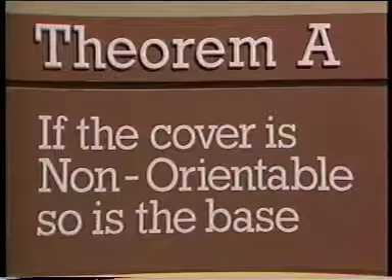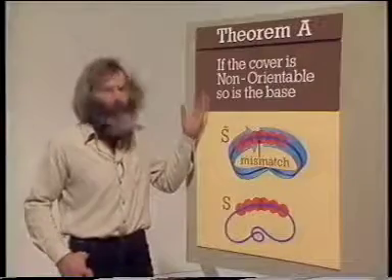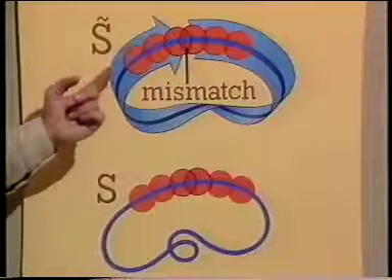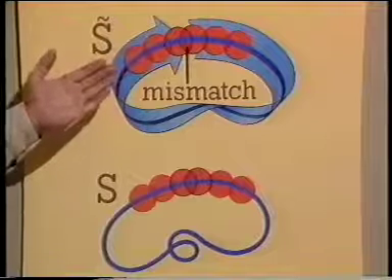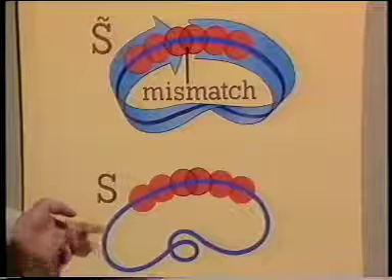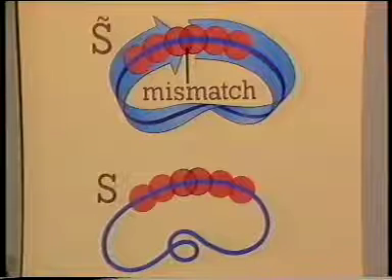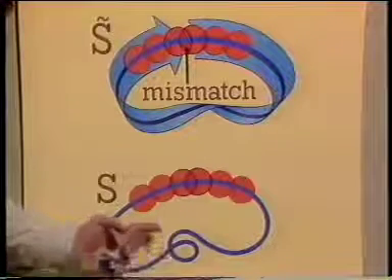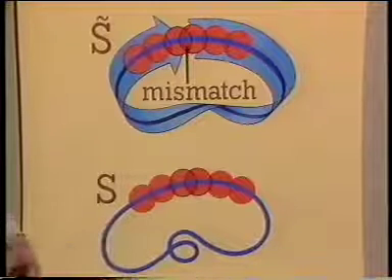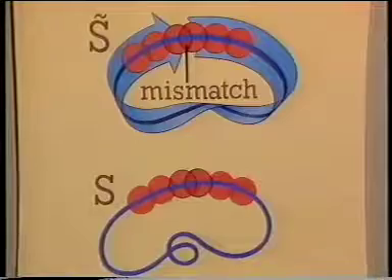If the cover is non-orientable, the base must also be non-orientable. To prove this, take an orientation reversing curve in the cover. Then it's easy to show that the projection of this curve is also orientation reversing, and hence the base must also be non-orientable. The curve might get more complicated downstairs and might intersect itself like this several times. But that doesn't matter. The proof that it reverses orientation goes like this.